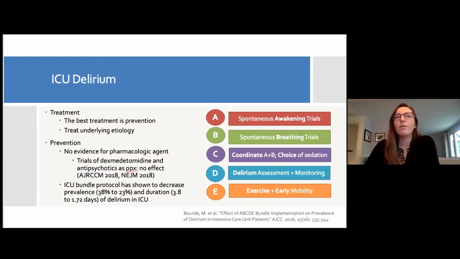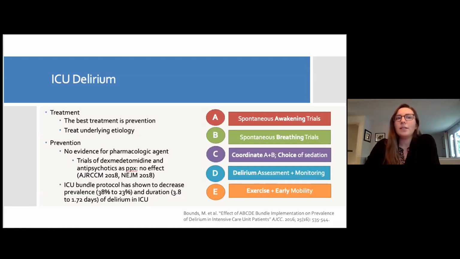We've done trials in 2018 of both dexmedetomidine and antipsychotics as prophylactic measures, and both of these demonstrated no effect. However, a study in 2016 showed that an ICU bundle protocol can decrease prevalence and duration of delirium in the ICU. And this is the bundle here, A, B, C, D, E. A standing for spontaneous awakening trials, B, spontaneous breathing trials, C, the coordination of both A and B, as well as the choice of sedating agents, D, delirium assessment and monitoring, and E, exercise and early mobility.